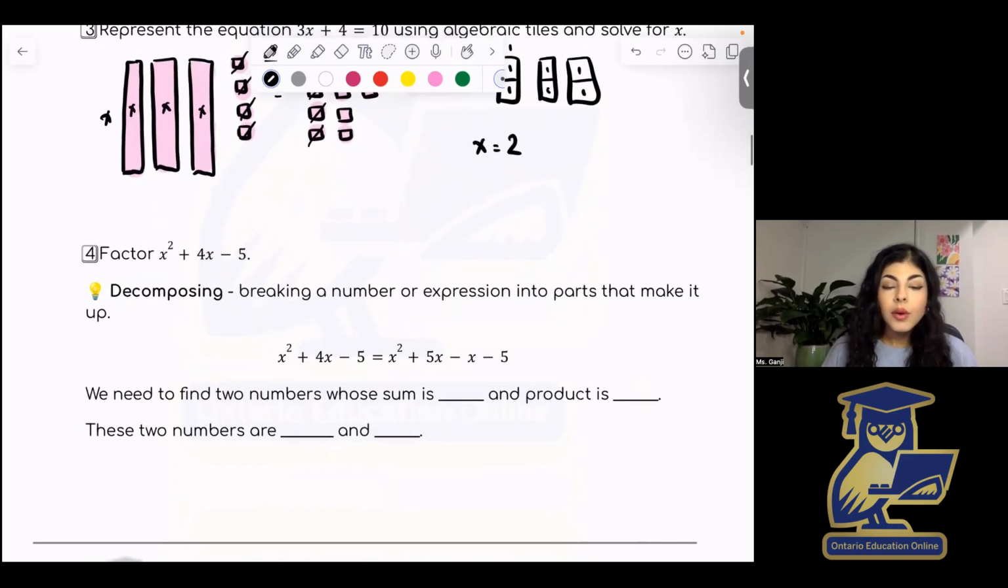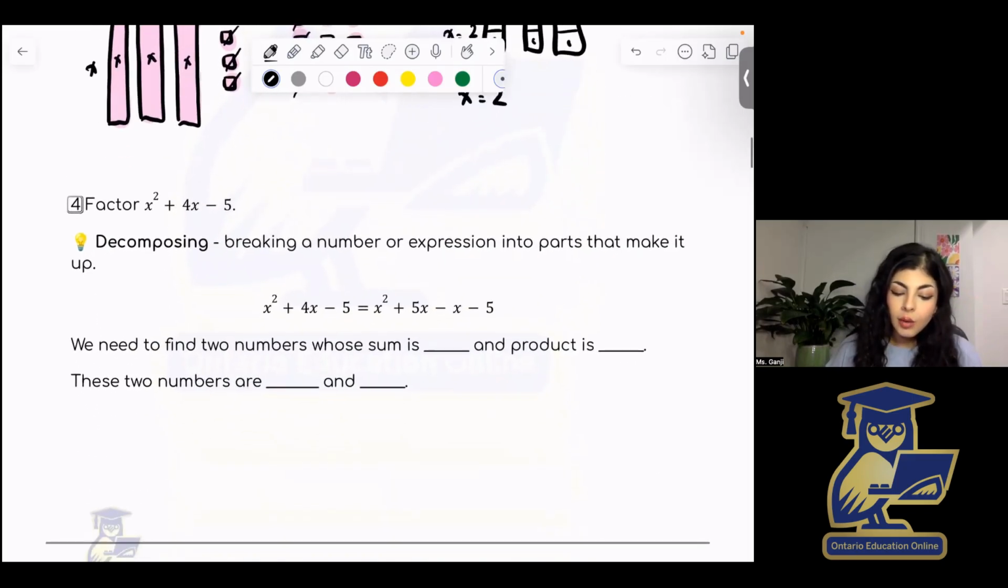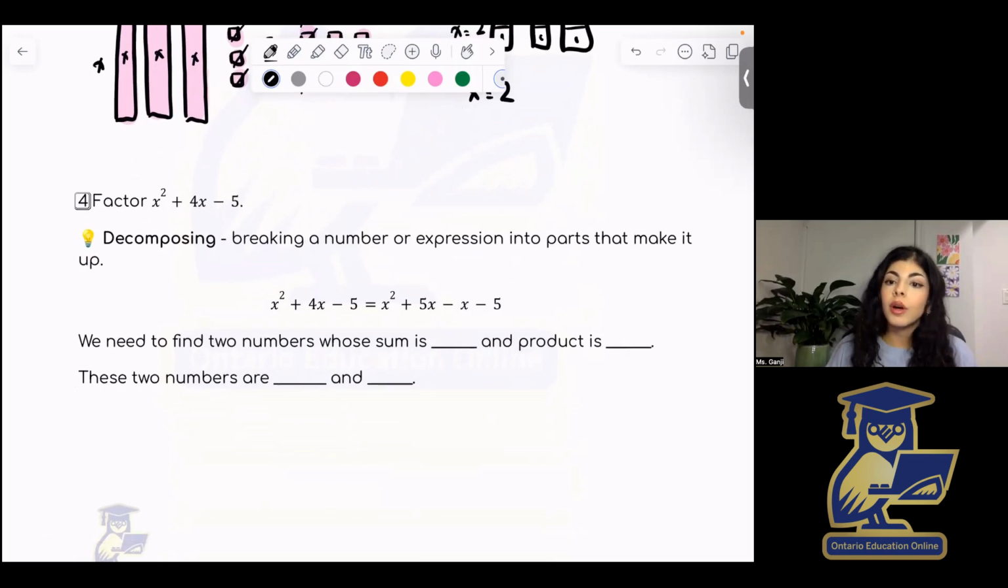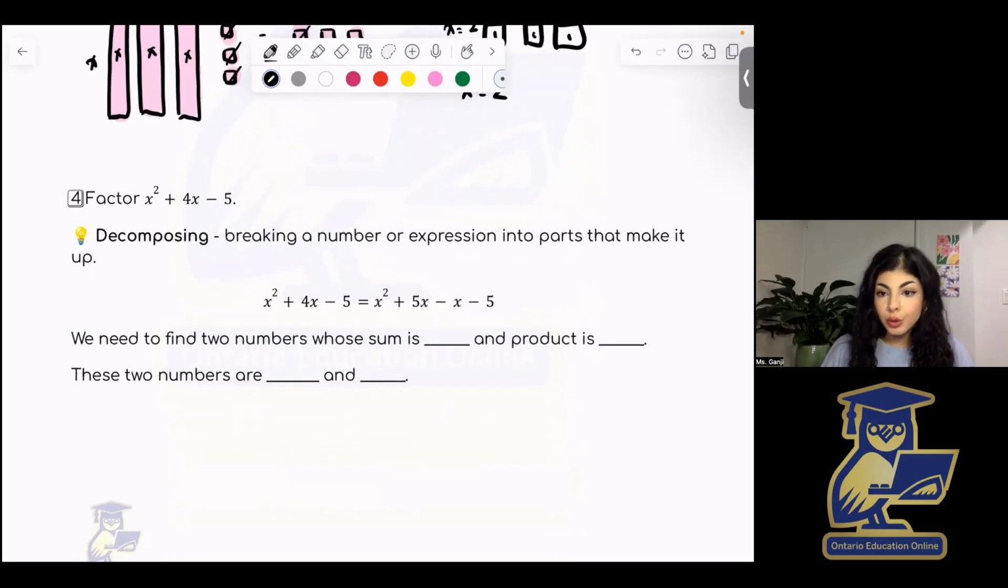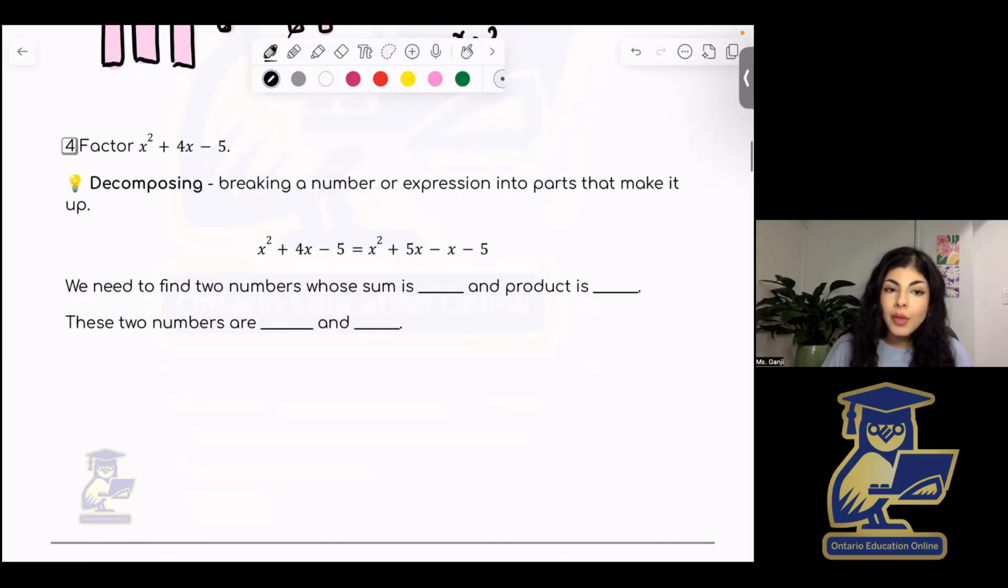Now, we are looking at quadratic equations, or expressions, and we want to factor them. So we now are being introduced to a new way to factor our quadratic expressions, which is the decomposition method. How that works is we want to break the quadratic expression into different parts, and that's essentially what decomposing is, in order to make groups that will be our factors.